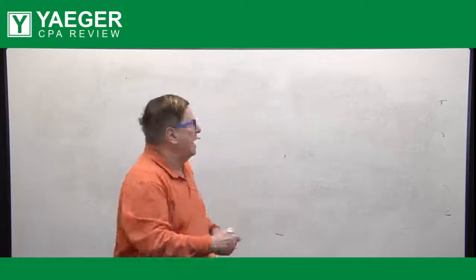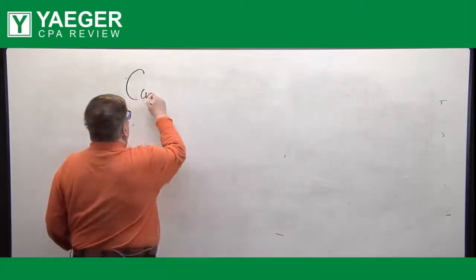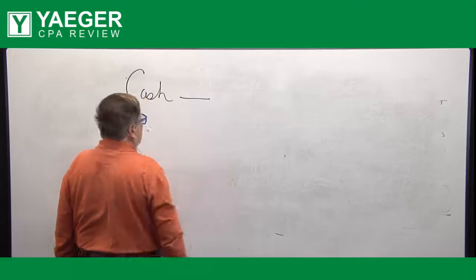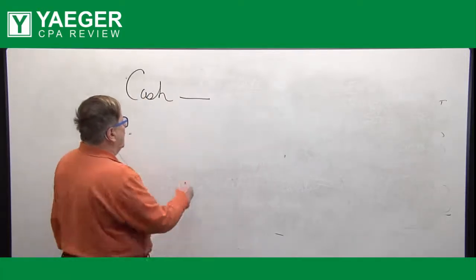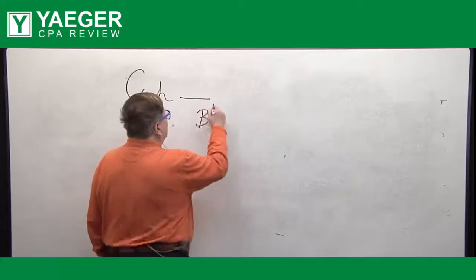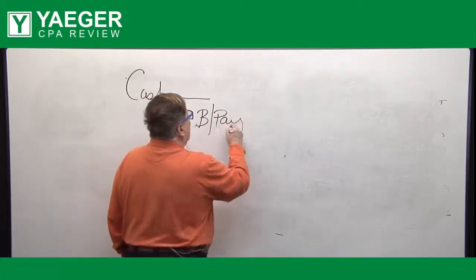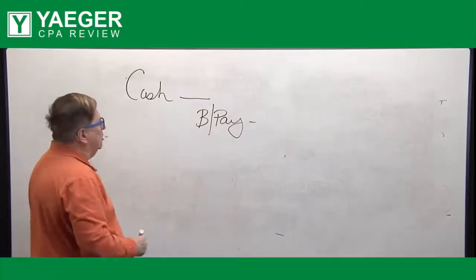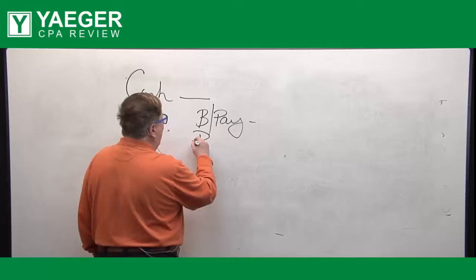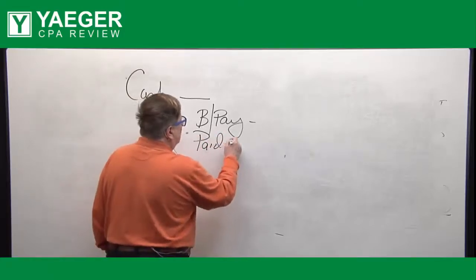Now, if the bonds have detachable warrants, when you record the sale of the bonds and the warrants, you'll debit cash. But you're going to have to take that cash and allocate it to the bonds payable and also to the detachable warrants. Now, the amount you allocate to detachable warrants is credited to paid-in capital.